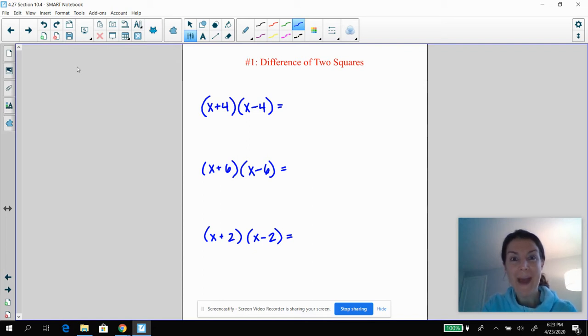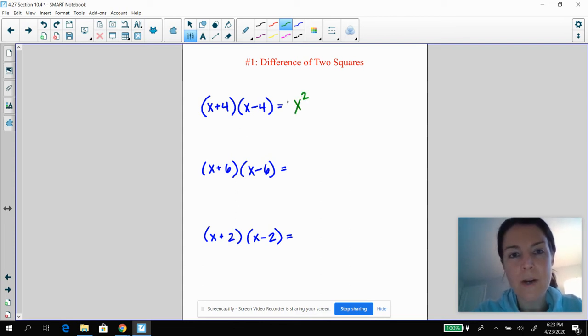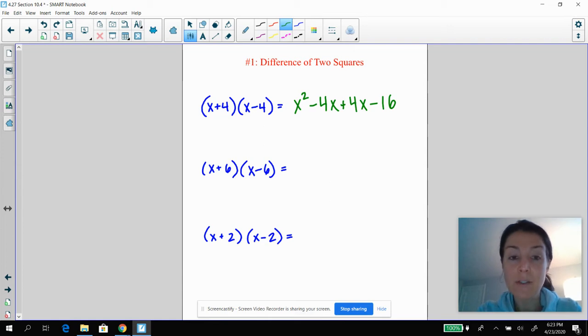All right, so we're back. So let's go through the foiling process. When you did your first terms, you had x times x, which is x squared. Your outer two terms is negative 4x. Your inner two terms is positive 4x. And your last two terms is negative 16. Let's do that for the next one, and then we'll go ahead and simplify.